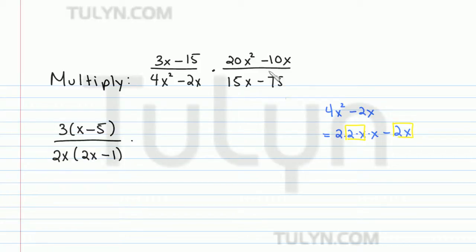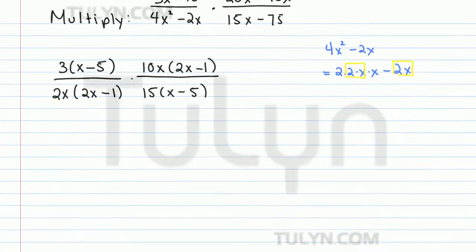Then for the second rational expression, we can factor out a 10x for the same reasoning. So let's do that. We factor out 10x. What's left in the first term is 2x minus 1. And then finally, in the denominator of the second rational expression, you can factor out a 15. So what's left when you factor out a 15 is x minus 5.